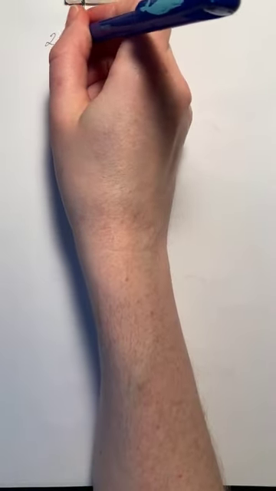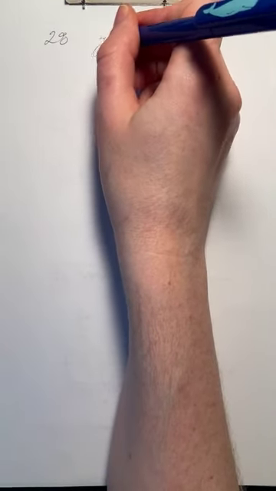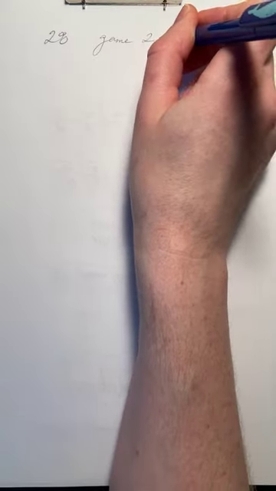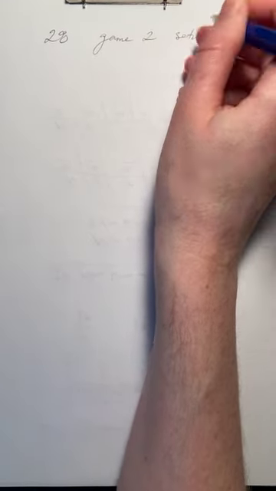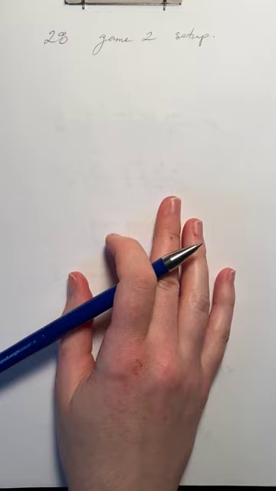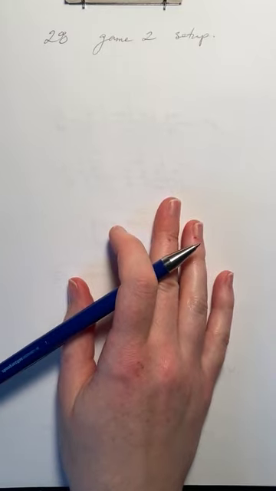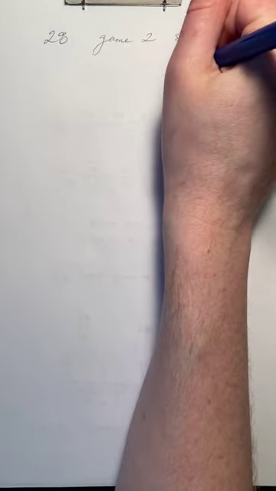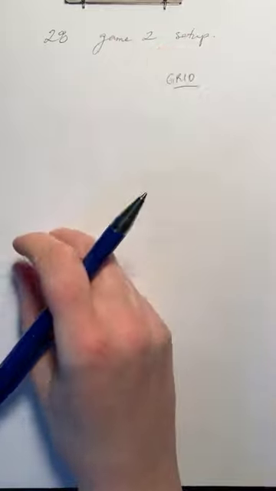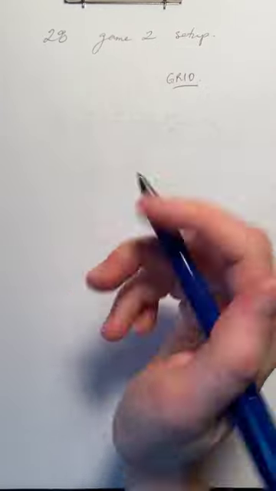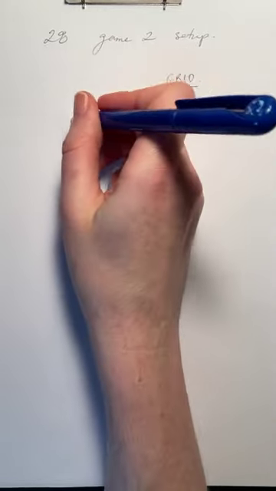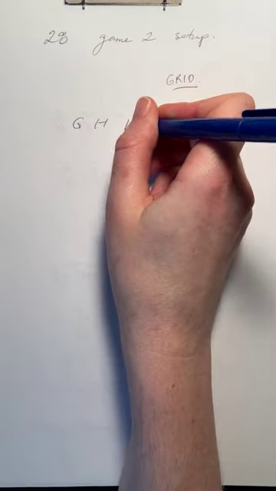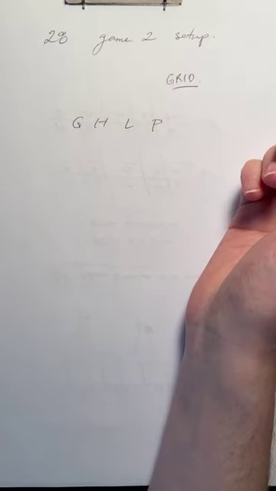Okay, PrepTest 28, Game 2, setup. This is probably one of my favorite games. I really like the setup, and it's one of my favorite game types, which is a grid game. All right, to prepare for fieldwork, exactly 4 different researchers, G, H, L, and P, will learn at least one.